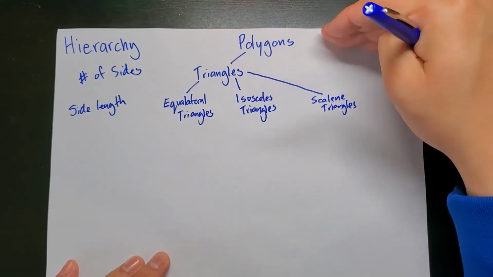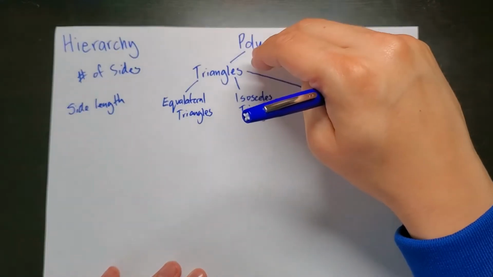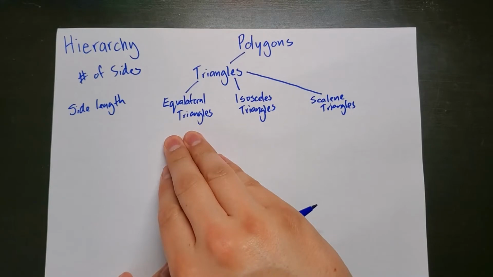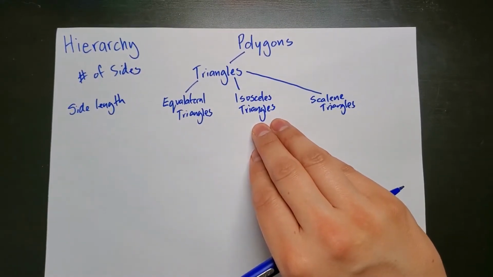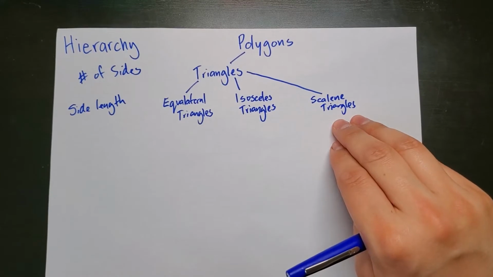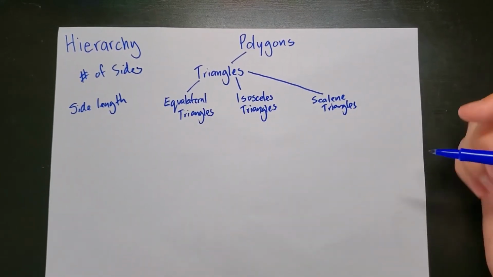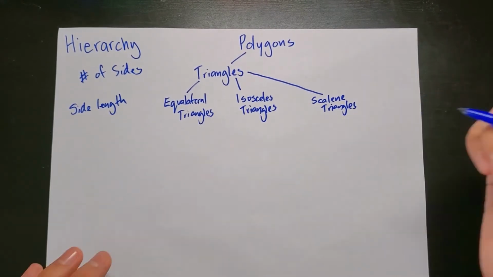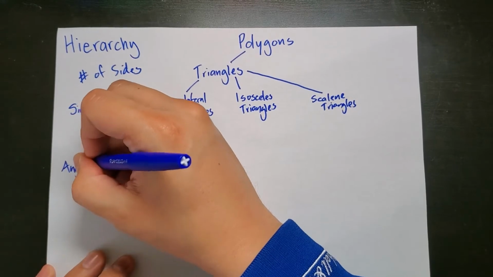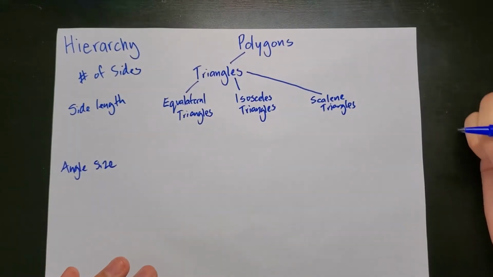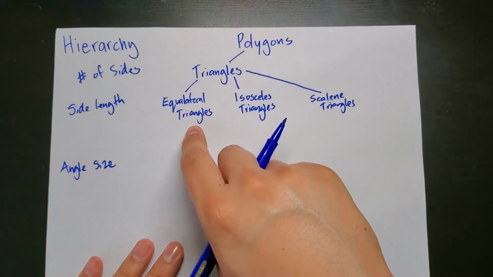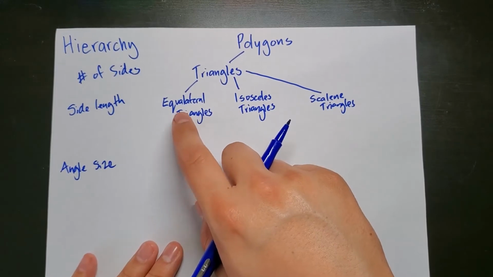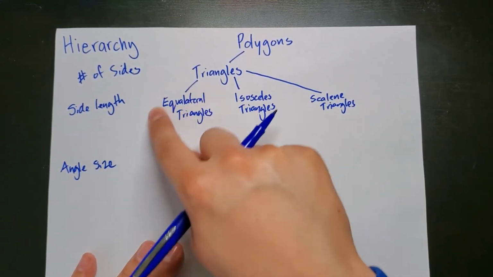So we went from polygons in their hierarchy to, if it has 3 sides, it's called a triangle. If that triangle has all the sides the same length, it's called an equilateral triangle. If 2 of the sides are the same length, it's an isosceles triangle. And if none of the sides are the same, then it's a scalene triangle. But again, we can be even more specific here. The next part would be the angle size. The interesting thing about an equilateral triangle is that because all the sides are the same, all the angles will always be acute. So we just leave it as equilateral triangle.